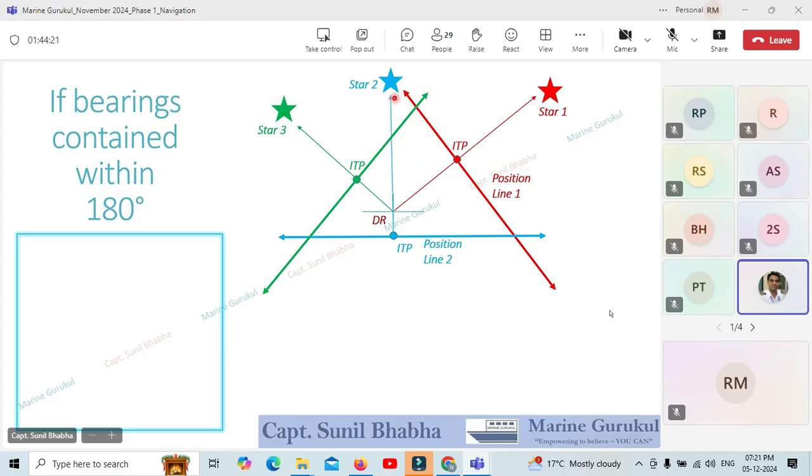So I repeat once again, whenever the bearings are contained within 180 degrees, you will be able to identify one particular star which lies in between the other two stars. In this example which we have taken, the blue color star lies in between the red star and the green color star. So the blue color star is our middle star. Any doubt in identifying the middle star, beta?